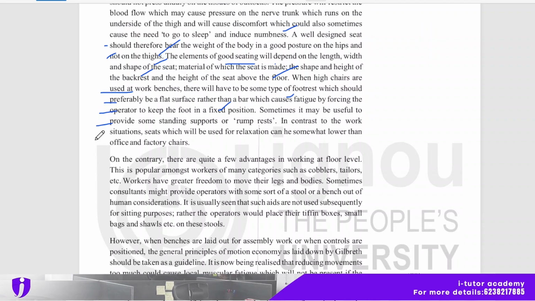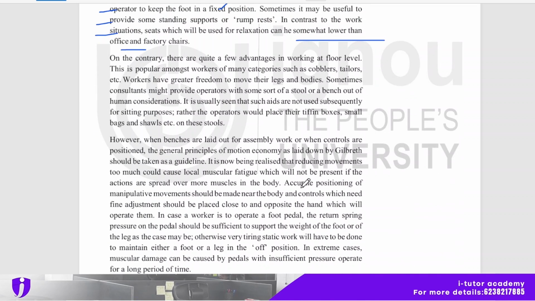In contrast to the work situation, seats which will be used for relaxation can be somewhat lower than office and factory chairs. On the contrary, there are quite a few advantages in working at floor level. So this is popular amongst workers of many categories such as cobblers, tailors, etc.